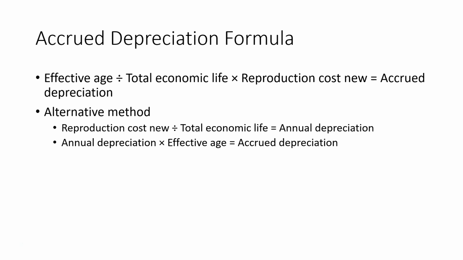Or another way is to get the reproduction costs and divide it by the total economic life. So the total cost divided by 60 years in this case would give us our annual depreciation. And how old is my subject property? 4 years. I multiply that by 4 years and I get the accrued depreciation. Both ways work out the same.